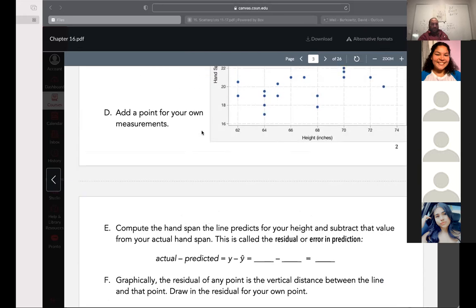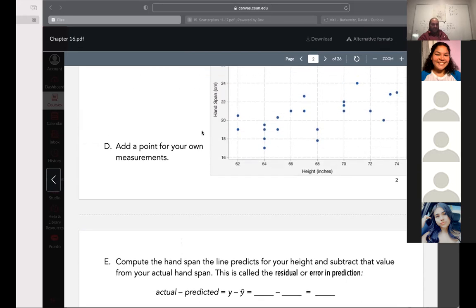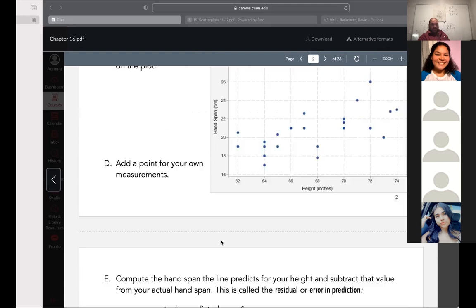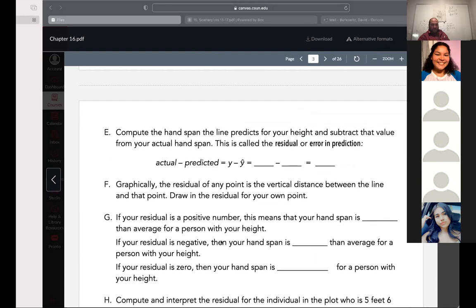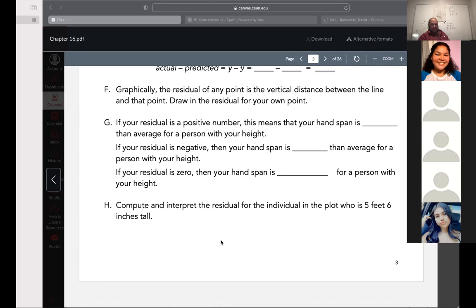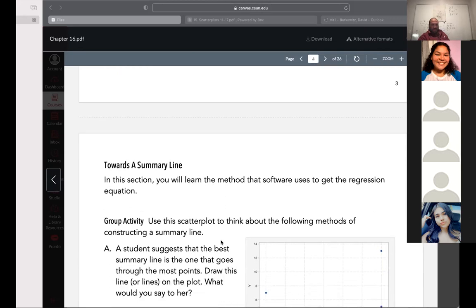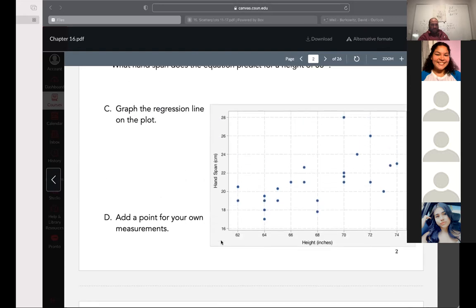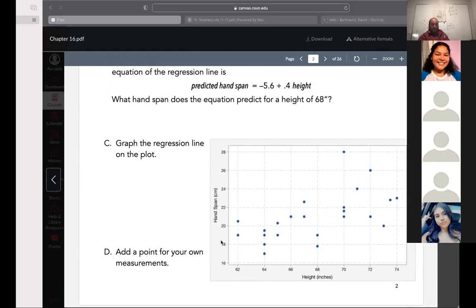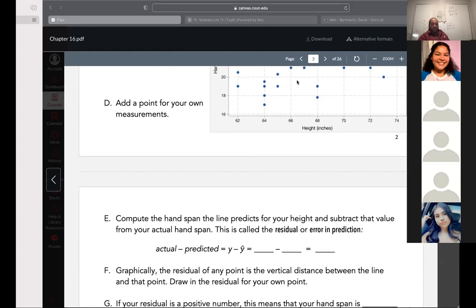Now, it says compute the hand span, the line. Okay, well, we can't do your height. Unless someone has a ruler in front of them, we can't do this. Well, I actually did have a ruler and I measured my hand. You did? Awesome. So what is your height and hand span?